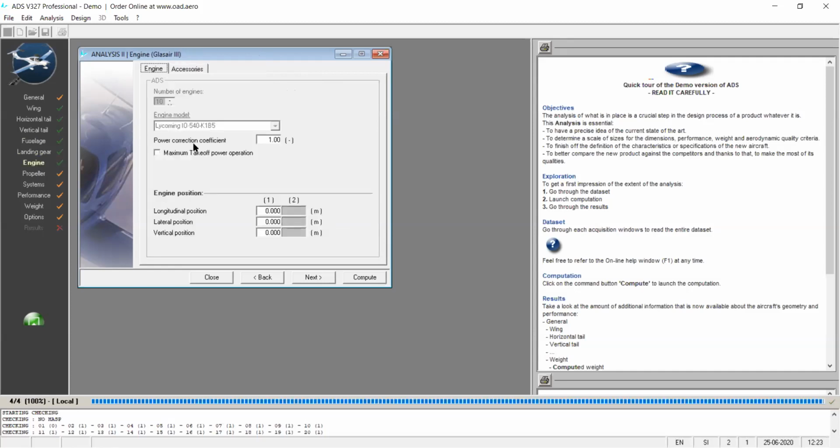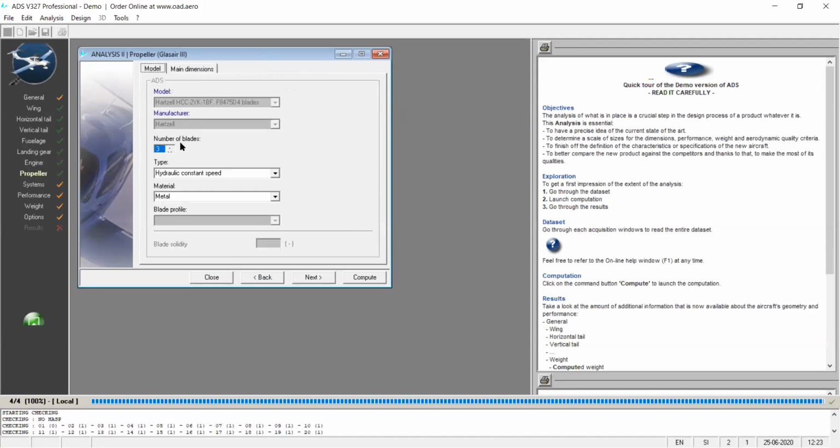And engine, what type of engine am I selecting here? It's a Lycoming IO-540-K1B5. This is the series of engine. It's a piston engine aircraft. Okay. So therefore it's a propeller based aircraft, Lycoming engine I'm selecting. So first we are taking up the airfoil and wing geometry. After that we are going to the horizontal tail, vertical tail, fuselage, landing gear.